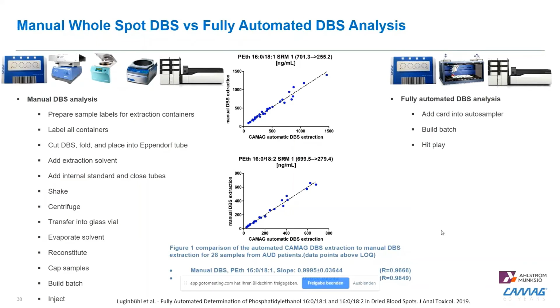Due to the fact that we got very promising results here, we went on and compared the manual whole spot extraction to our fully automated DBS analysis approach, which is just a sub-punch extraction. And also here we got very high and good agreement. However, with the fully automated DBS analysis, you just need 5 minutes instead of several hours to prepare all the samples, and then still have the 5 minutes of analysis to determine the concentration of your sample.